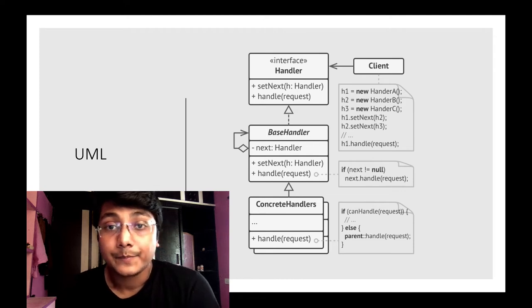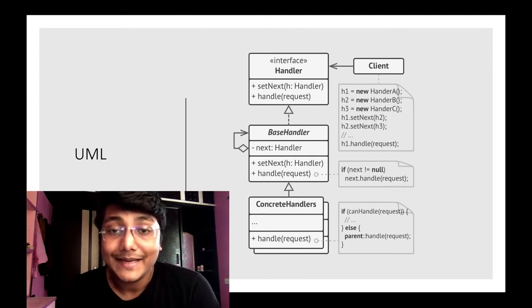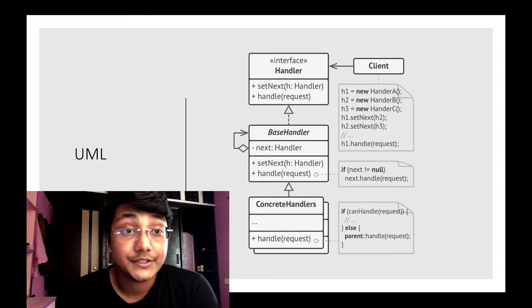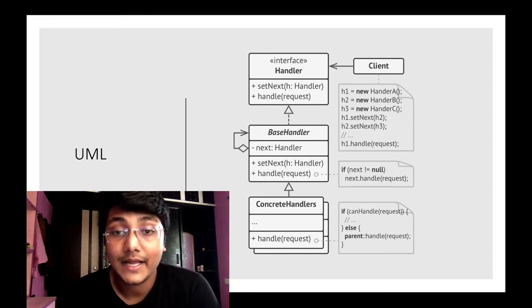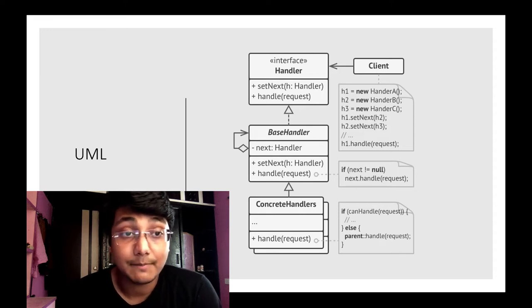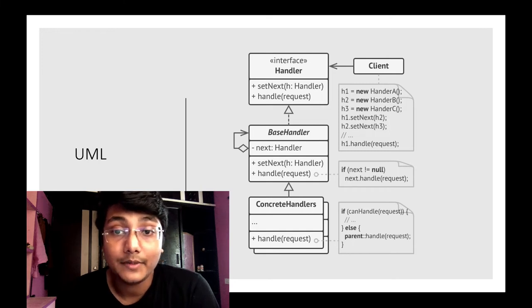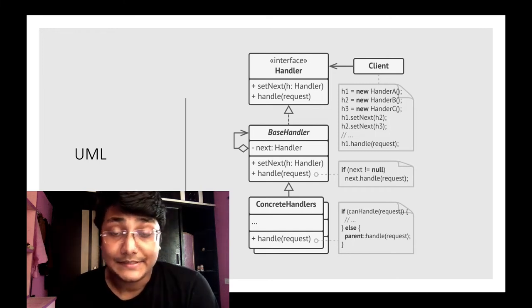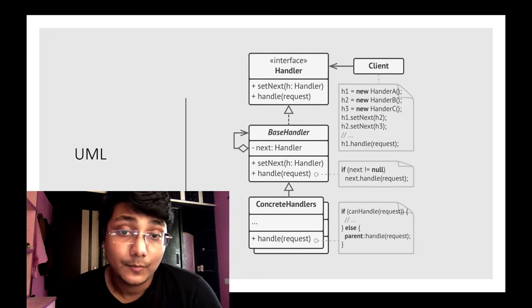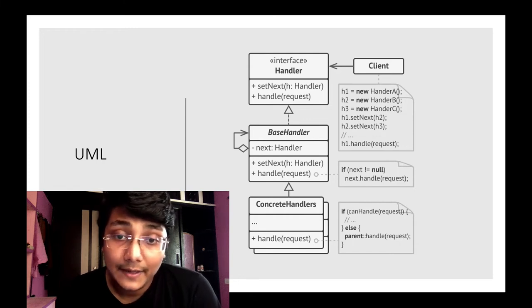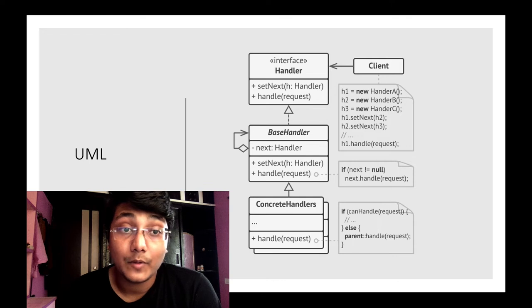So extending this handler, this base handler has a reference to the next handler, and it has a method to set it, which it implements from the interface. It also provides the method to handle the request, because since it is implementing from a handler interface, it needs to provide implementation for these two. But since this base handler can be an abstract class, the handle method implementation can be provided by the concrete subclasses for the handlers.